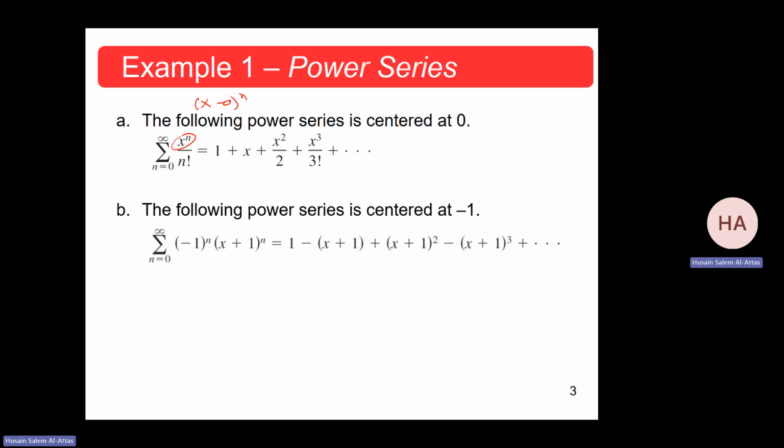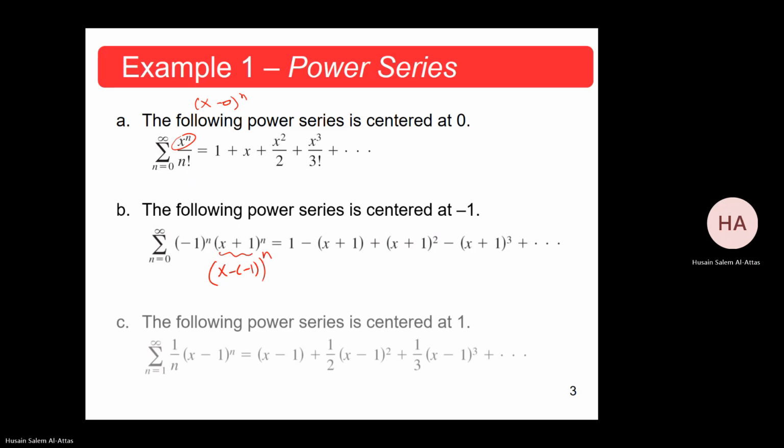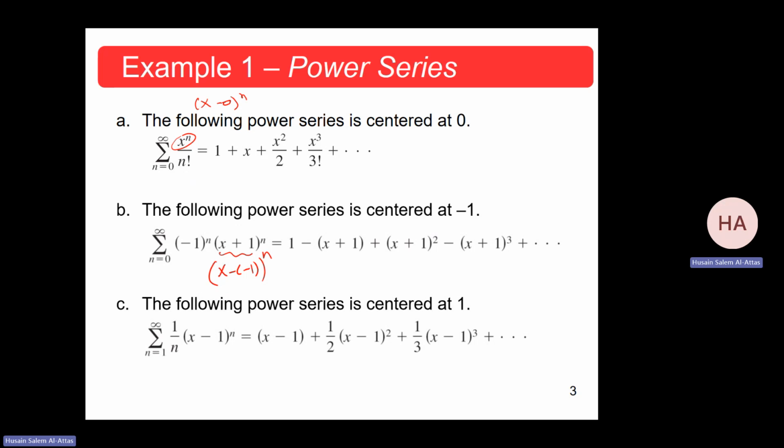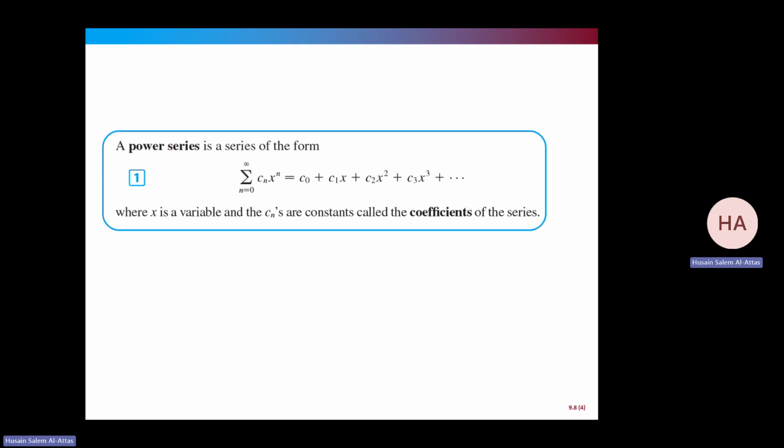This one is centered at what? This is x minus minus 1, so centered at c equals minus 1. This one is centered, very clear, at 1. It's (x minus 1) all to the power n. All of these three are power series, but centered at different values.